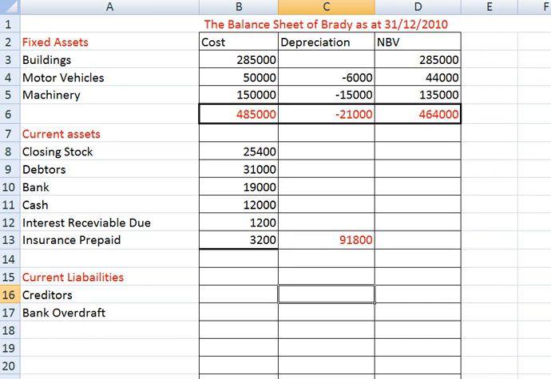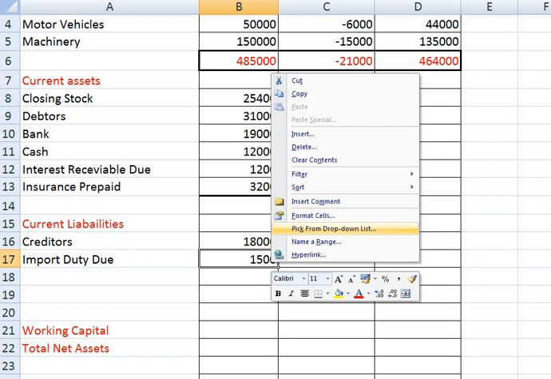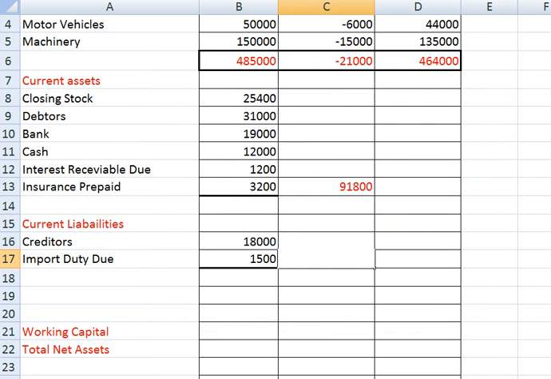Now this firm has two current liabilities, two debts it must pay within 1 year, in the short term. The first one is creditors, people this firm has bought on credit from and owes money to. They've bought the goods now and will pay later, so they still owe for some goods. And also import duty due, so perhaps they still owe the revenue some import duty outstanding. Again, that was in the adjustments, and you've now entered it twice, once in the trading account and once here. I'm going to total up my current liabilities, and in this question I get 19,500 for my total current liabilities.